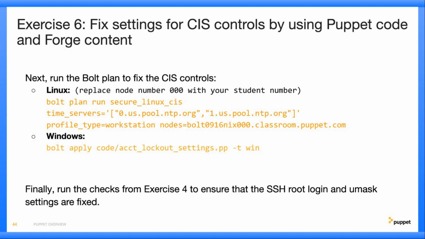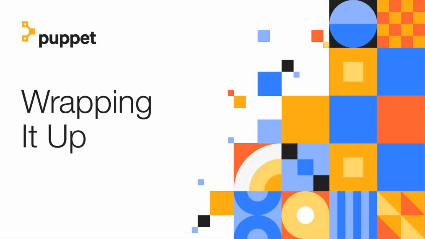All right. So you can run the checks from exercise 4 to ensure that the root login and umask settings are fixed already. You can do so or. So basically, that's the end of the exercises so far.